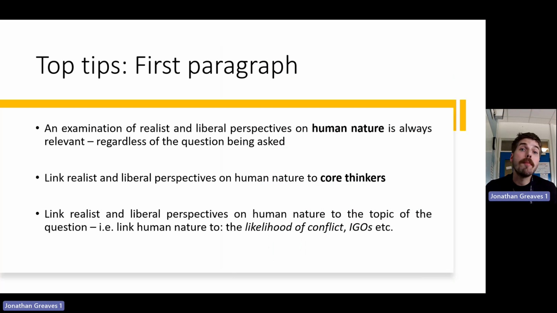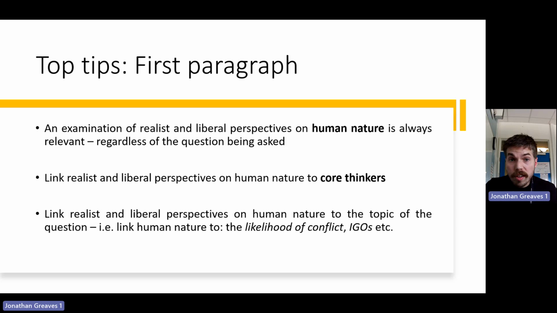Top tips. These are my top tips for section B. First of all, first paragraph, human nature. And within that first paragraph, then you can link in your core thinkers. And as you link in your core thinkers, apply the realist and liberal understanding of human nature to the thing that the question's been asking about. So if the question is about the likelihood of conflict, you talk about human nature in the context of the likelihood of conflict, for example.